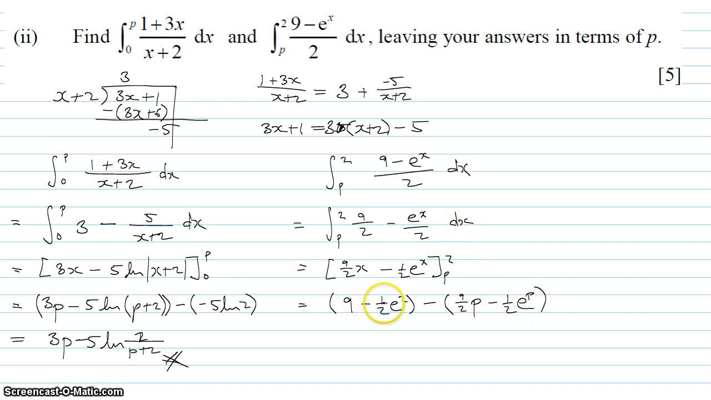And what does that give me? Not a lot I can do to simplify this. This just gives me 9 minus a half e squared minus 9 over 2 p plus a half e to the power of p.